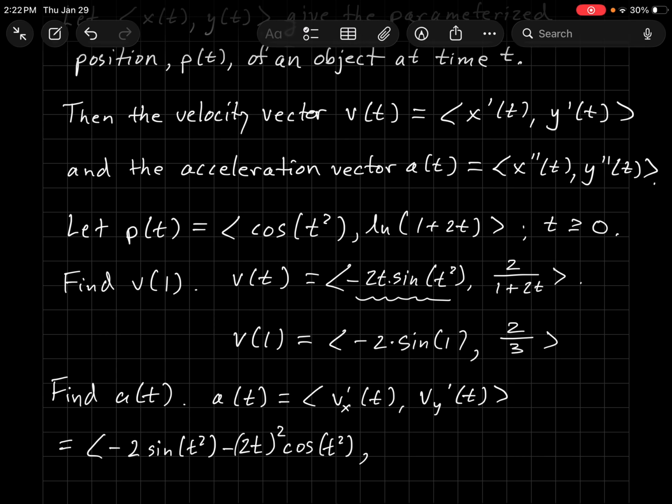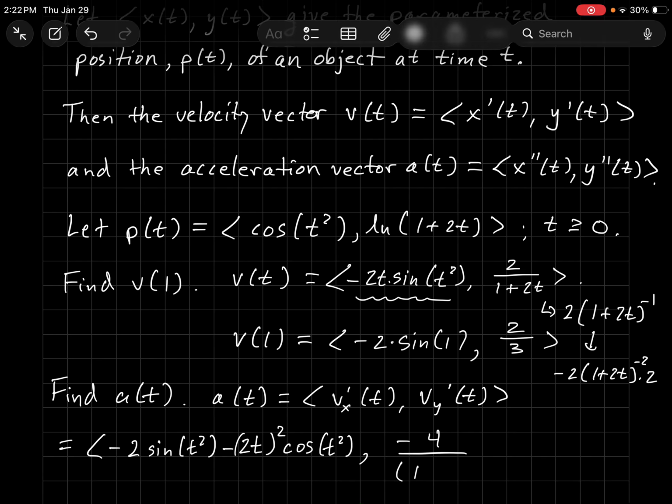Now let's take the derivative of the y part. I'm going to rewrite it over here to make it simpler. This is 2 times 1 plus 2t to the negative 1. So I would get negative 2. I'll do the derivative right here. Negative 2, 1 plus 2t to the negative 2 times a chain rule. So I get negative 4 over 1 plus 2t quantity squared. There's my acceleration vector.